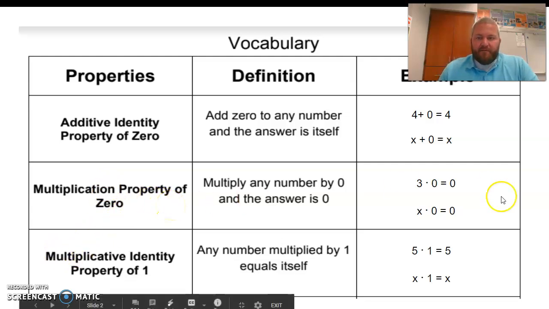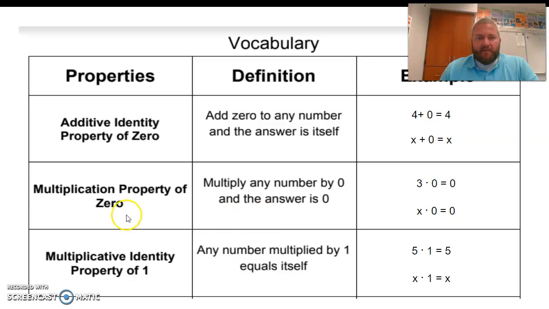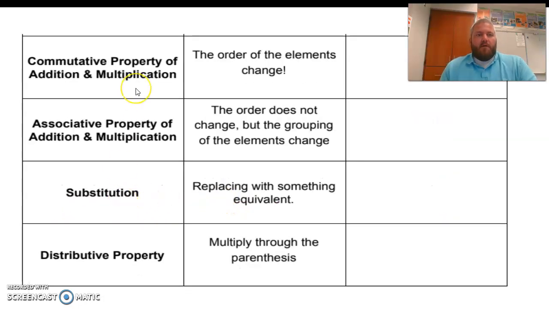Pause now if you have to take some time to write any of those examples down. Alright, a few more properties. These ones are a little bit trickier to identify as we work through.